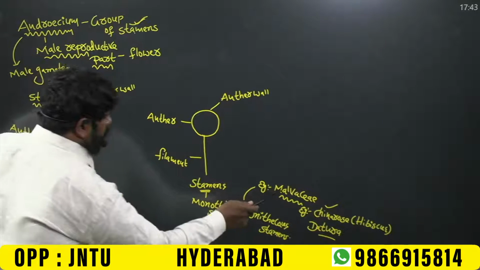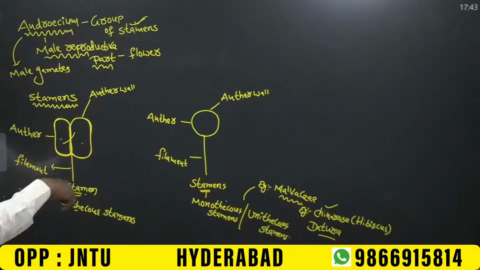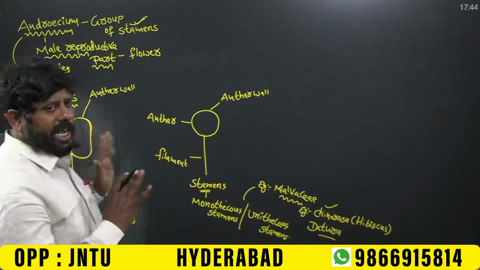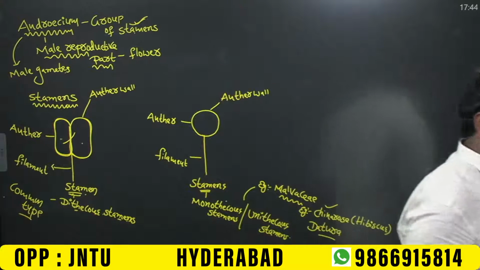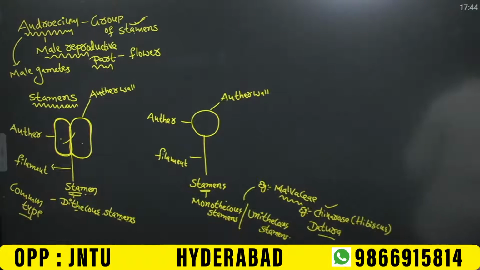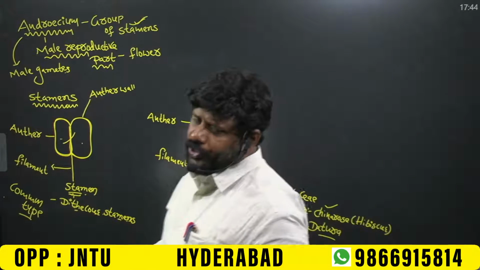Only the Malvaceae family is monothecous; except here, the remaining all plants produce what? Dithecous. That's why dithecous stamen is the most common type. Common type of stamen, dithecous or monothecous? Dithecous only. In the majority of angiosperms, dithecous is reported. That's why dithecous is considered the most common type of stamen.